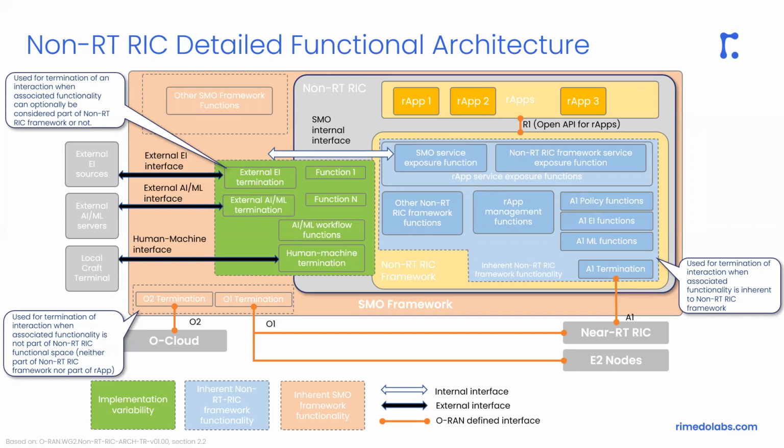And what is meant by that is, well, it depends on the implementation. The SMO might be realized differently. The most important functionality is that we have rApps that are connected over the open APIs to the non-real-time RIC framework that needs to handle that and create the outputs for the A1 interface.